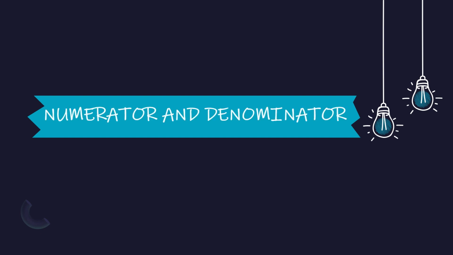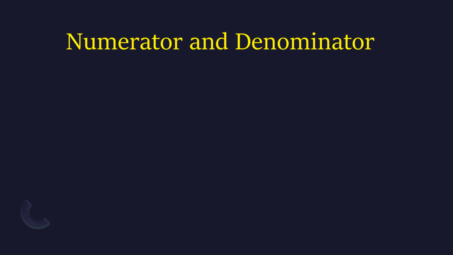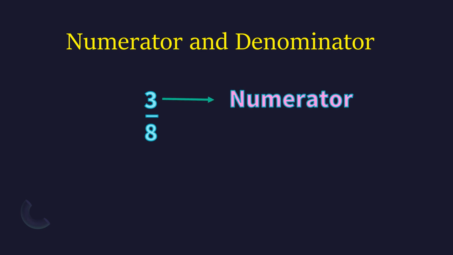Now let us learn numerator and denominator. A fraction has two terms, numerator and denominator. The denominator tells you how many parts the whole has been divided into. The numerator tells you how many parts are taken out of the whole. So the numerator is placed over the denominator and it is separated by a horizontal line.